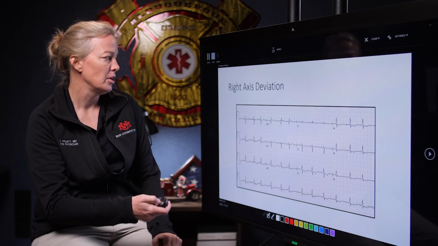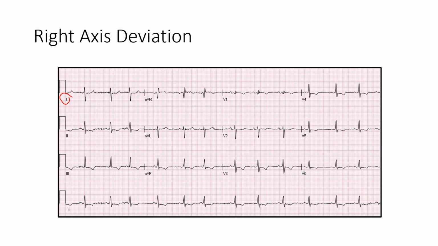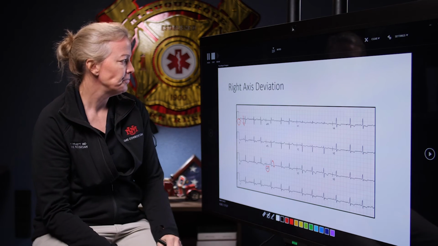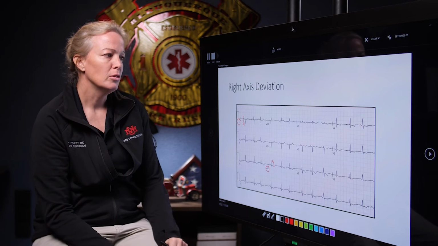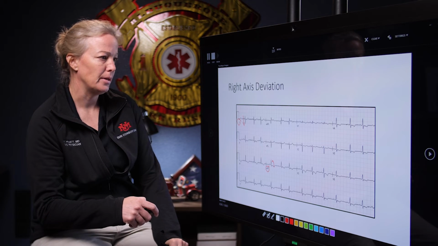And here's a look at right axis deviation, same thing. Looking at lead 1 and lead AVF, is this QRS mostly up or down? I'd say this is mostly down. My left thumb is down. Right actually looks like it's up, right? And so I have left thumb down, right thumb up, I have right axis deviation. Okay, so we'll talk about the importance of that later as long as you know how to measure it. Pretty straightforward.